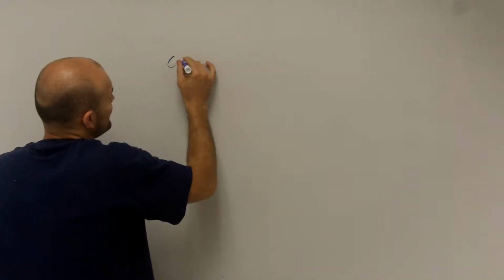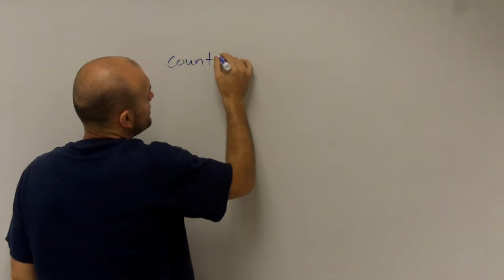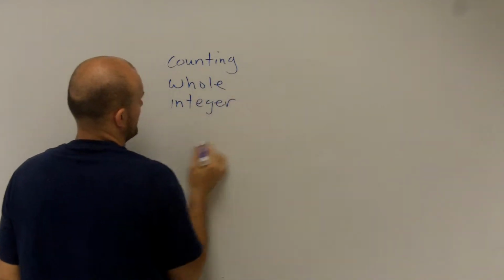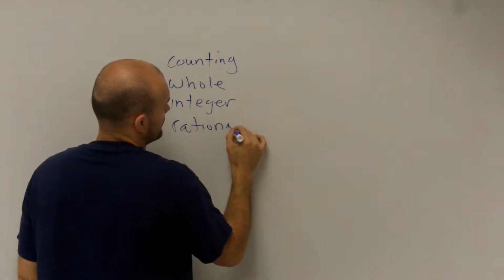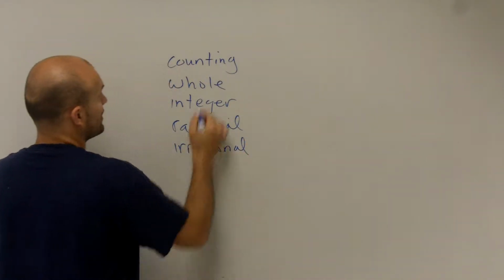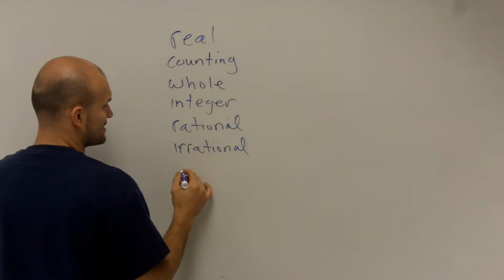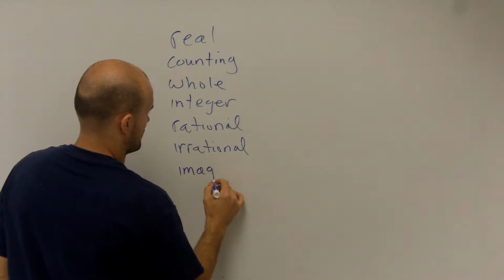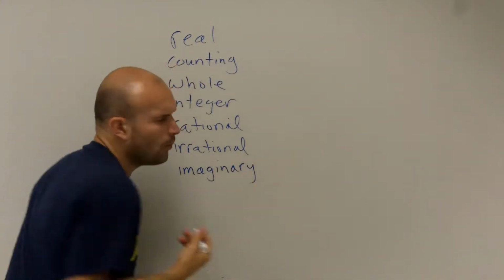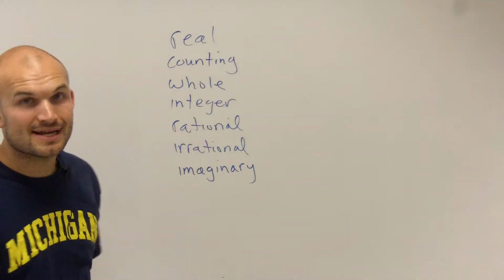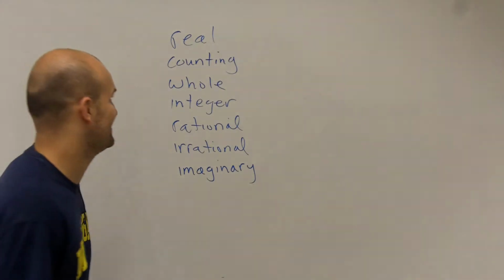So, why do we have to know what a counting number is, a whole number, an integer, a rational number, an irrational number, or even if it's real or it's not real or imaginary? Why do we even need to know this stuff? Who cares? Can you get by in life without understanding this information? Of course you can. All right?